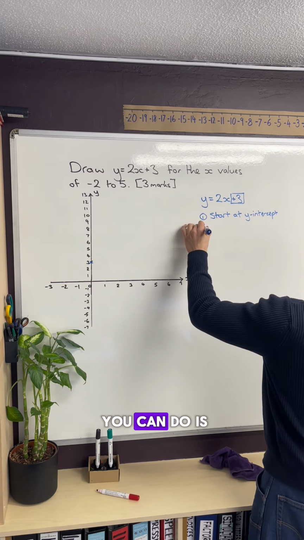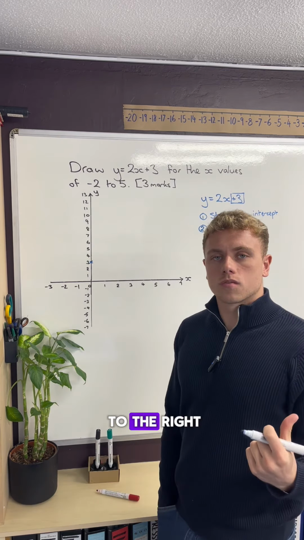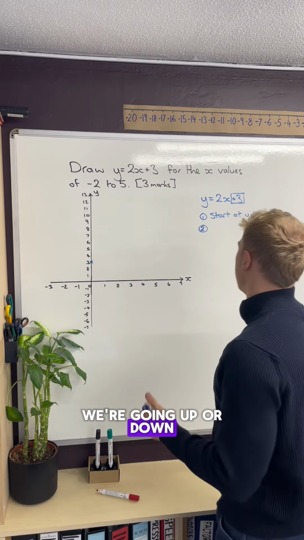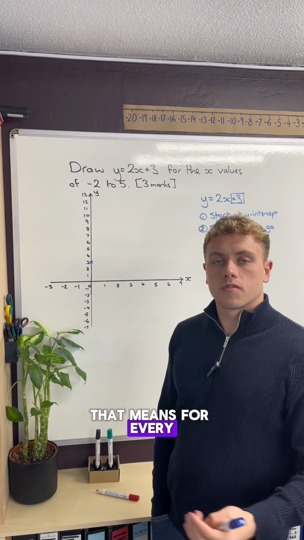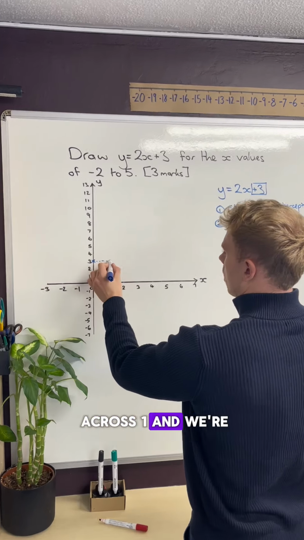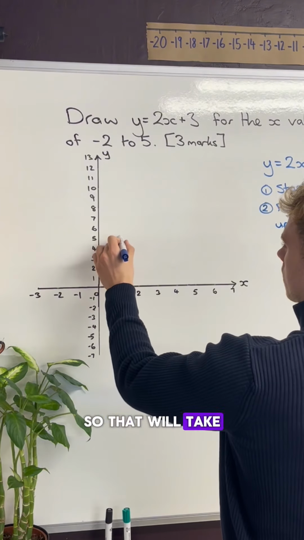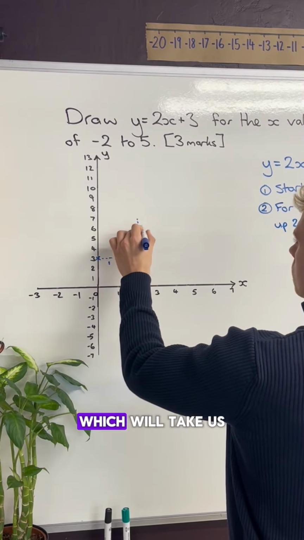Then the second thing you can do is use the gradient. The way we use the gradient is for every one step to the right, it tells us whether we're going up or down. So because this time our gradient is 2, it's positive, that means for every 1 we go to the right, we need to go up 2. So we're going to go across 1 and up 2. So that will take us to here. Then we're going to go across 1 and up 2 again, which will take us to there.